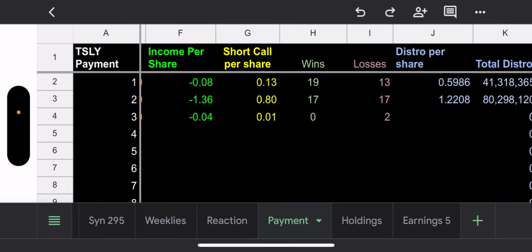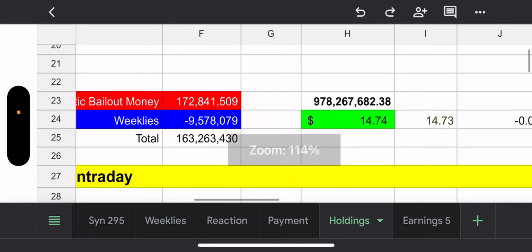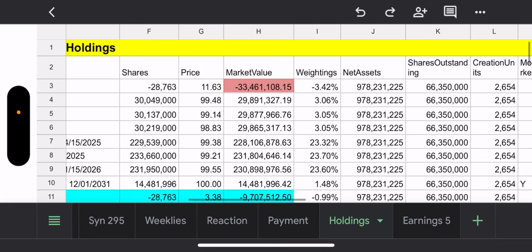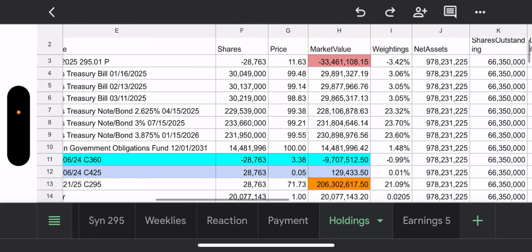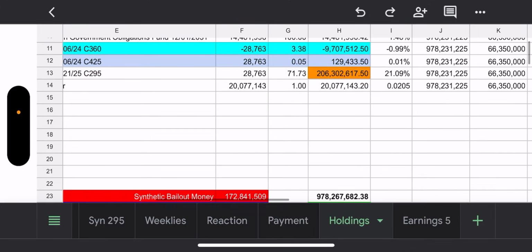So based on the $1.22 they paid last time, 63 cents would be a huge letdown. But again, give us some time to make some money. Hopefully they can make some money. We know if they did the synthetic bailout, they would make money. But the calls actually have a chance this week. So let's let that play out.